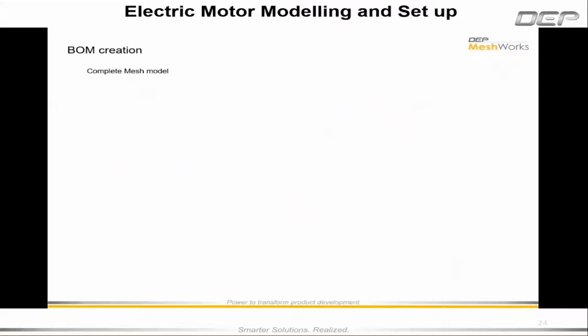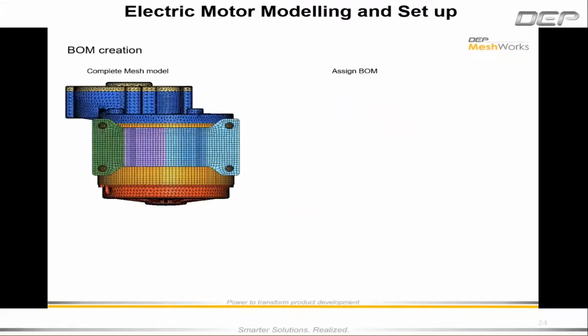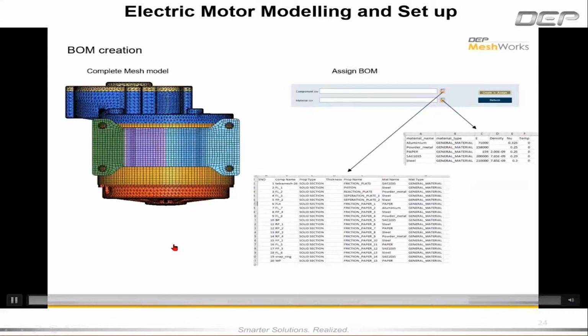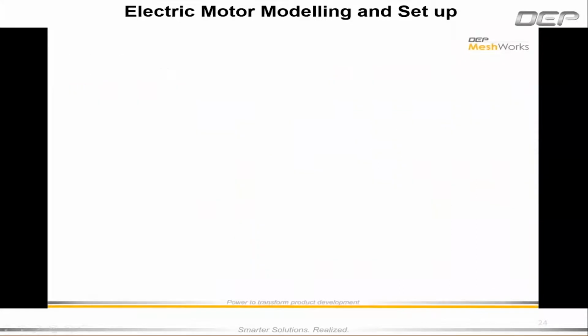So the next one is, after creating the mesh, we need to assign the materials and properties to the model. So here in MeshWorks, we can use the assign bill of material function, wherein the materials and the properties are given through the CSV file and the bill of material is assigned. So it is a very quick method.